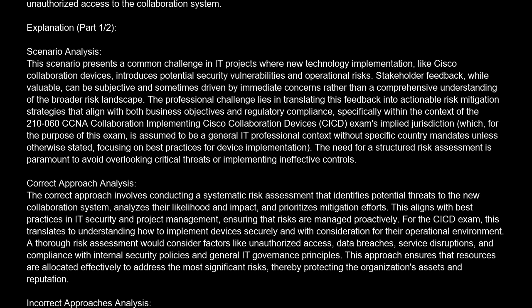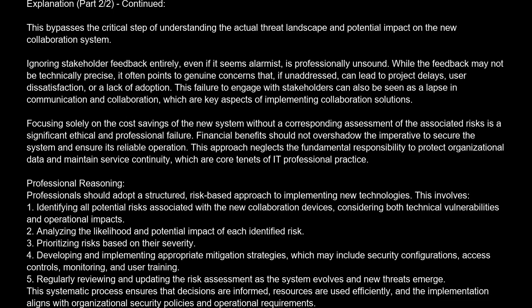Incorrect approaches analysis. Implementing security patches immediately without a full risk assessment is a reactive measure that might address a known vulnerability but could introduce new, unforeseen risks or be misapplied if the vulnerability isn't relevant to the specific deployment. This bypasses the critical step of understanding the actual threat landscape and potential impact on the new collaboration system.